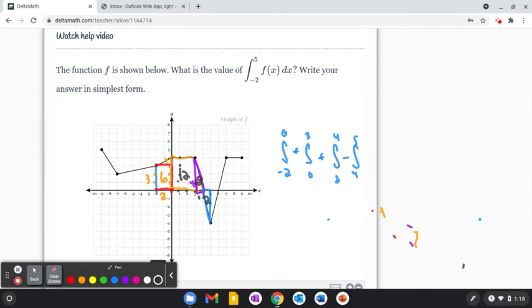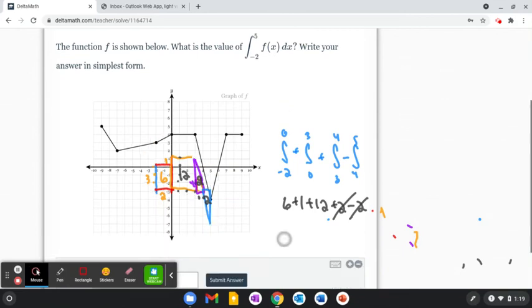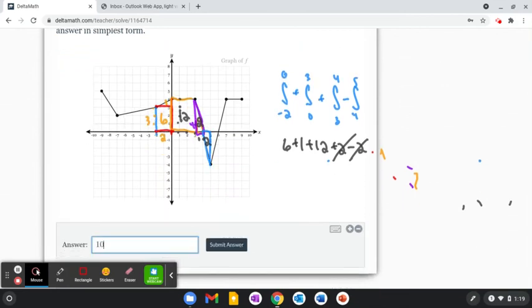Yeah. So we get 6 plus 1 for our first one. Then from 0 to 3 is plus 12, and then a plus 2, and then a minus 2. So those will cancel. And I believe we get 19, if all is correct.